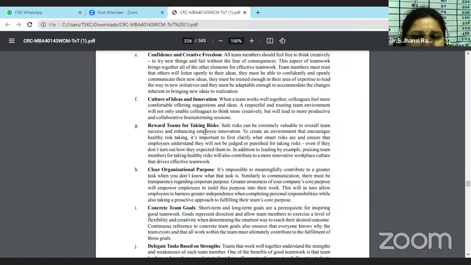Whenever any team takes a risk and strives, which in turn benefits the organization, management has to reward the employees for innovation, or for taking the risk of putting forward and trying to implement that idea. So that has to be rewarded. And a clear organizational purpose. It should be very clear what the organizational purpose is, for what purpose it is in that field or that industry. It has to be clearly mentioned.